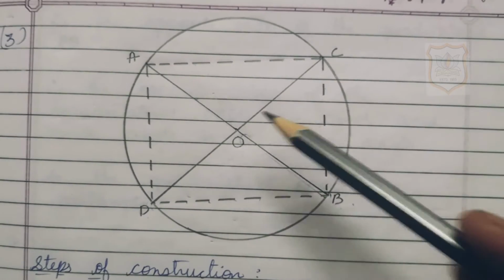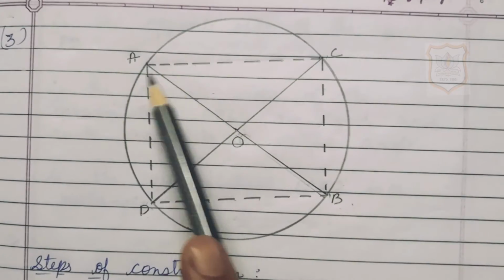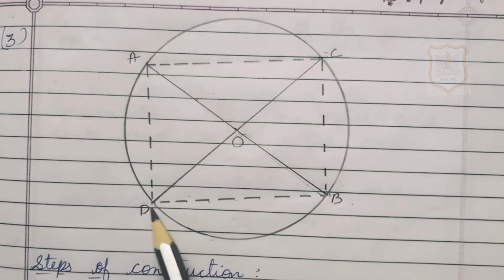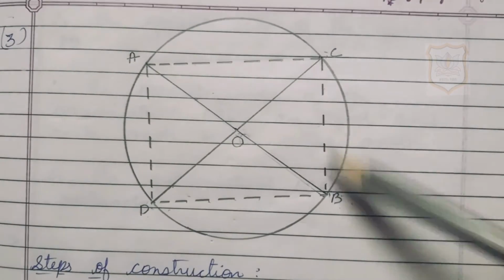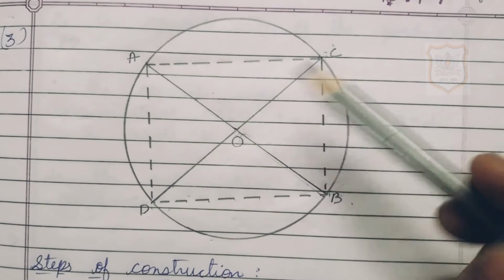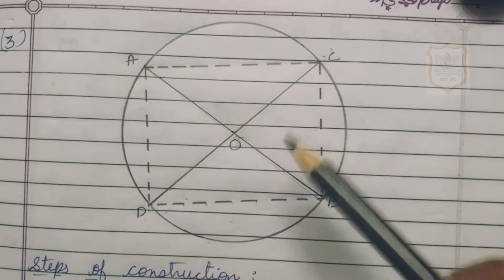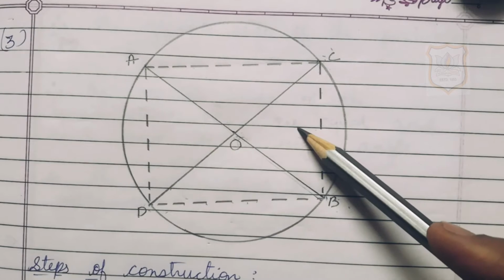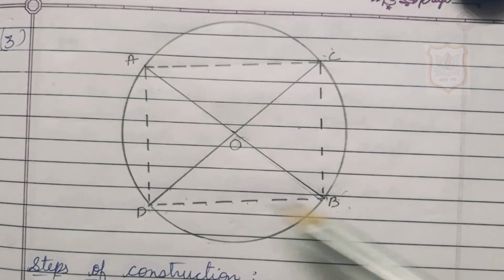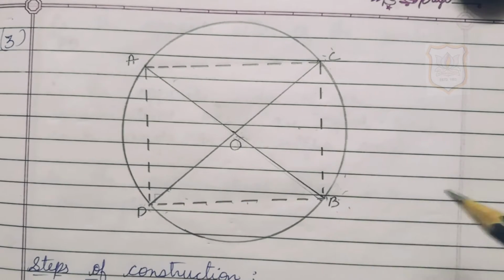Step 4. We find that OA, OB, OC, OD and AC, DB, AD and BC are equal, and angle A, angle B, angle C, angle D are equal, and their measure is 90 degrees. Thus the opposite sides of the quadrilateral ACBD are equal, and each angle is a right angle. So quadrilateral ACBD is a rectangle.